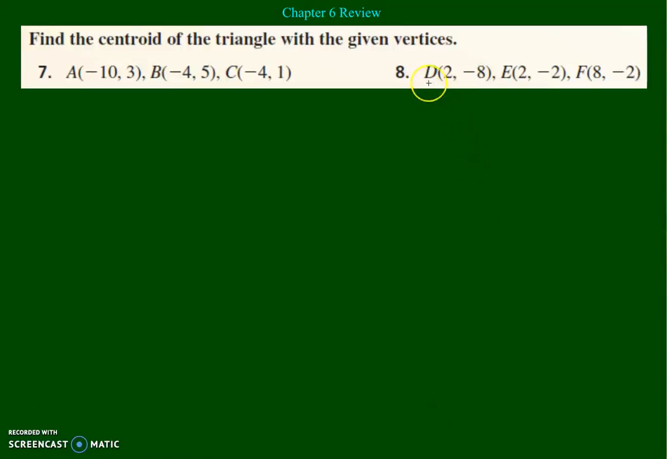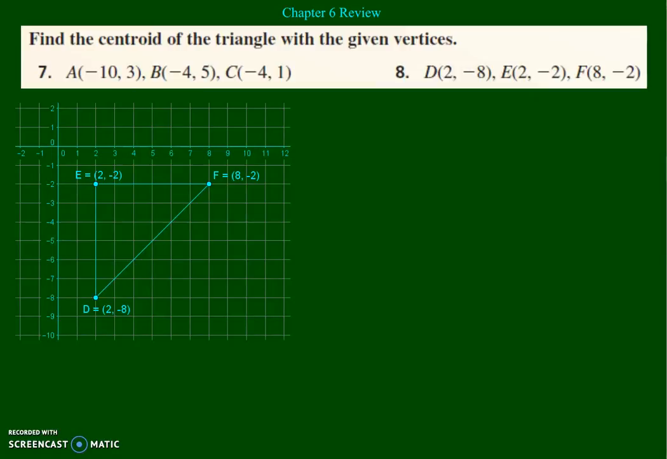Now on to Problem 8. Problem 8 is another centroid problem. Here are our coordinates, so let's bring that graph up. And here we go. D is (2, -8), E is (2, -2), and F is (8, -2). This is an even more straightforward problem because we have a horizontal and a vertical segment. So let's find the midpoint of EF. All we have to do is find the average of the x-coordinates here.